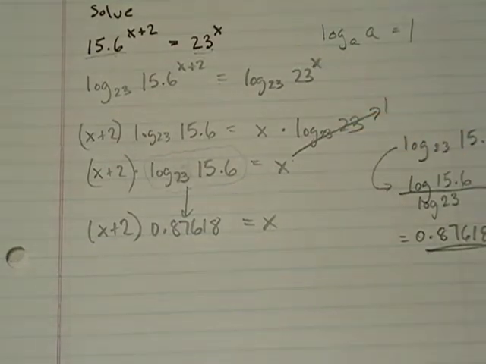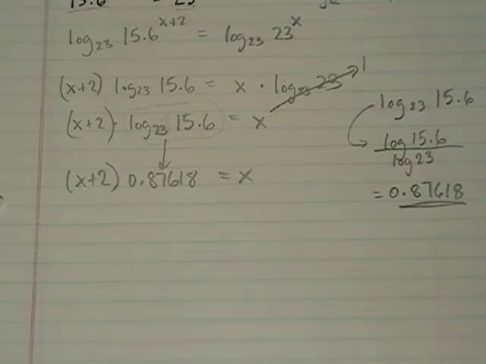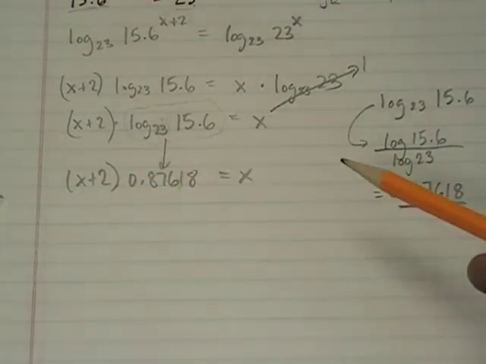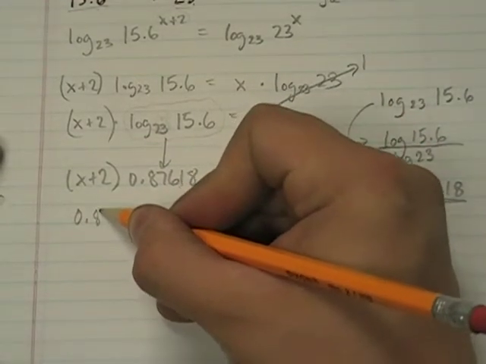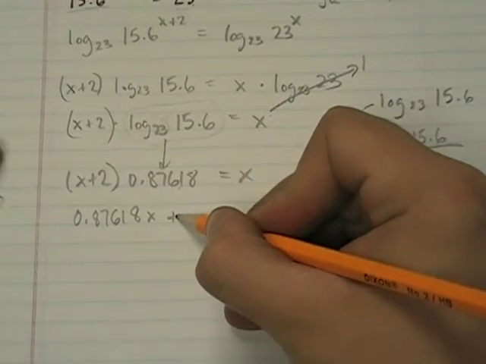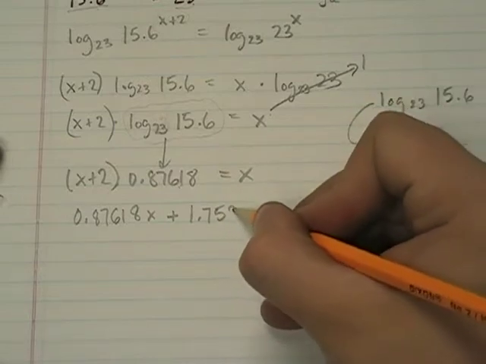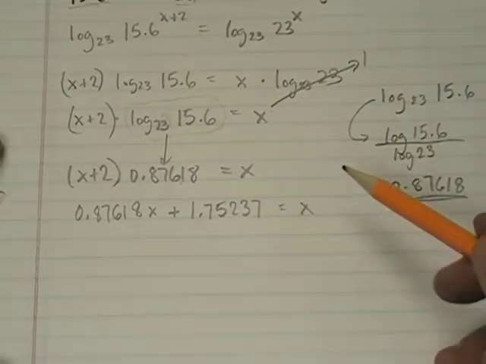Now, I have x plus 2 times a number equals x. This problem just became a whole lot simpler, and most people at this point can look at this and say, oh, I know what to do. Distribute this to that parentheses. Okay, so I get 0.87618x plus 1.75237 equals x.